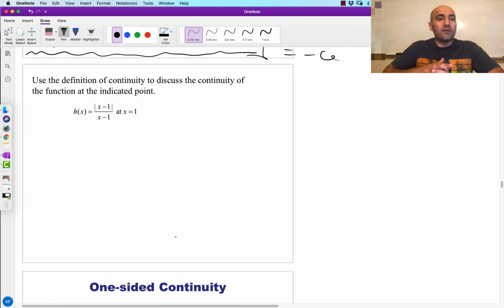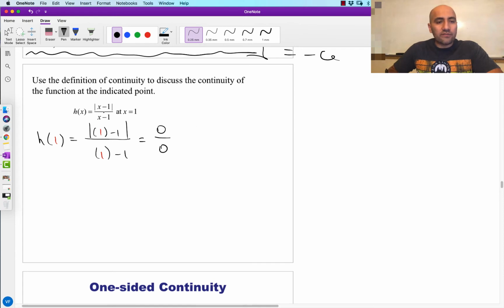What about this one? Use the definition of continuity to discuss the continuity of this function. Okay, so let's figure out what happens at various points. So first of all, note that when x equals 1, we end up with a 0 over a 0, which is undefined. So I already know that it's going to be discontinuous there. Let's think about the limit, though.